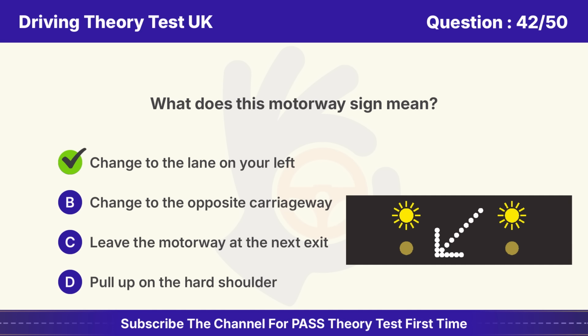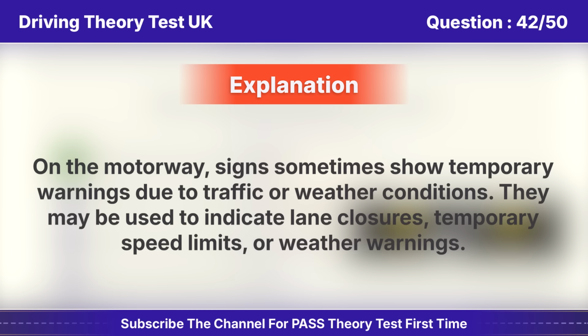Answer is A. Change to the lane on your left. On the motorway, signs sometimes show temporary warnings due to traffic or weather conditions. They may be used to indicate lane closures, temporary speed limits, or weather warnings.